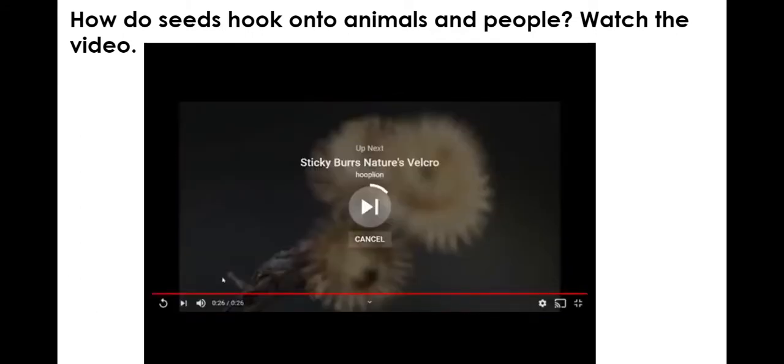So that's a perfect example of how those burrs like to stick onto an animal's fur or feathers or onto our clothes.